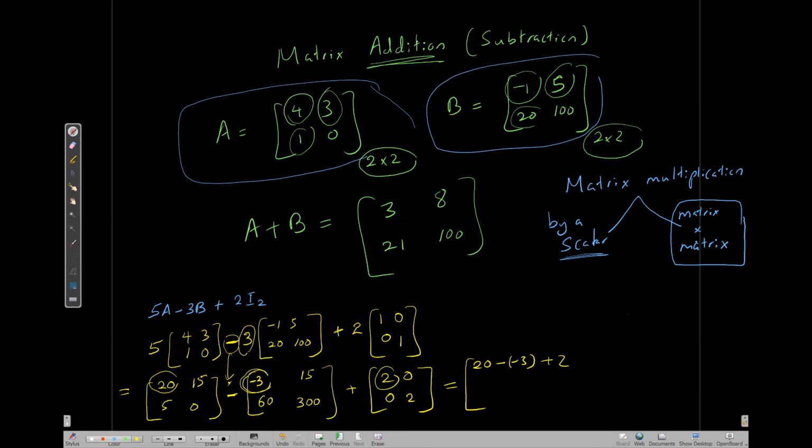And the next entry, 5 minus 60 plus 0. And the next entry, 15 minus 15 plus 0. Last entry, 0 minus 300 and plus 2. So the result, let me write it over here: 20 plus 3, 23... and 25, 5 minus 60, negative 55, and 0, and negative 298.